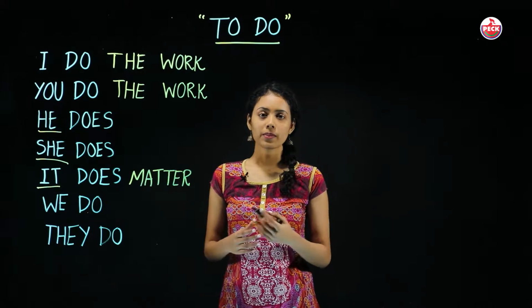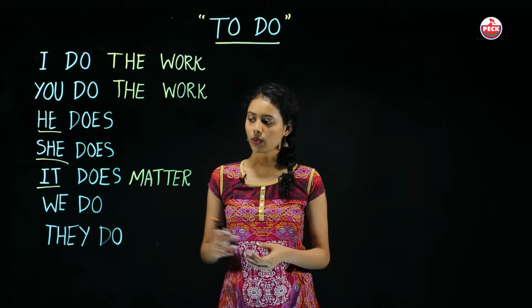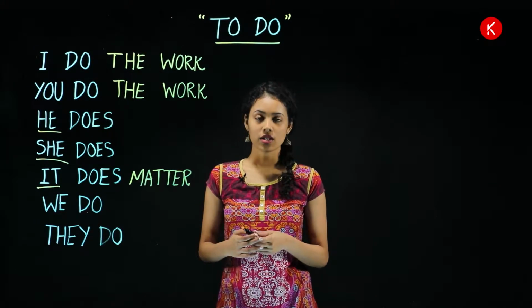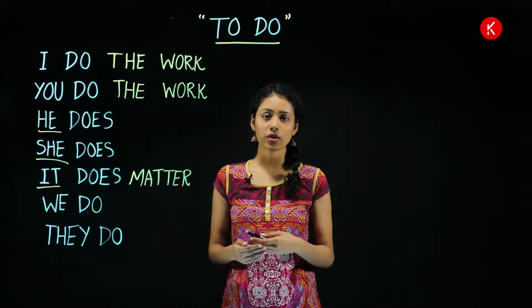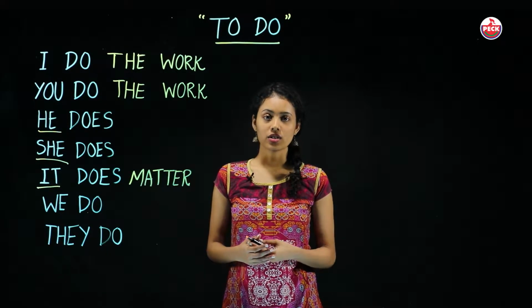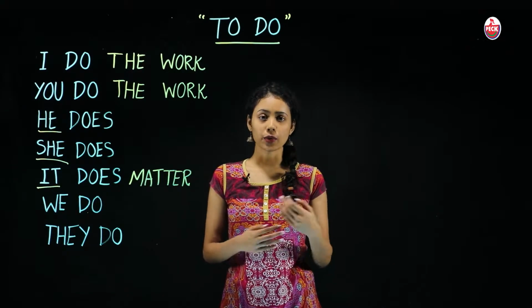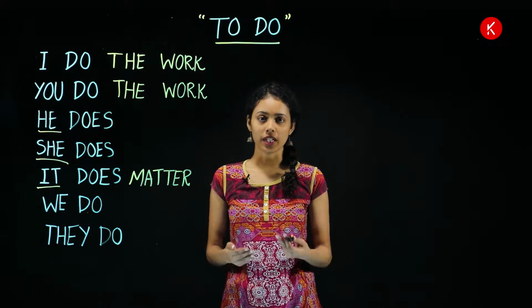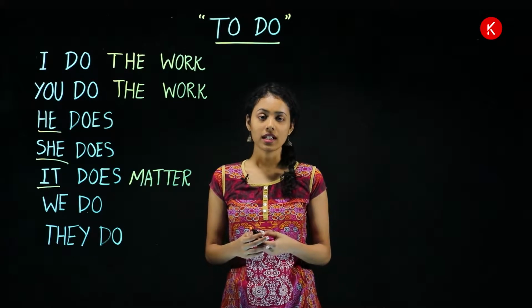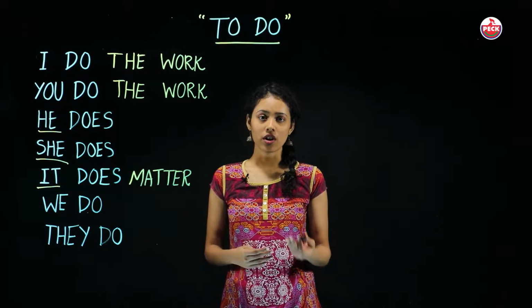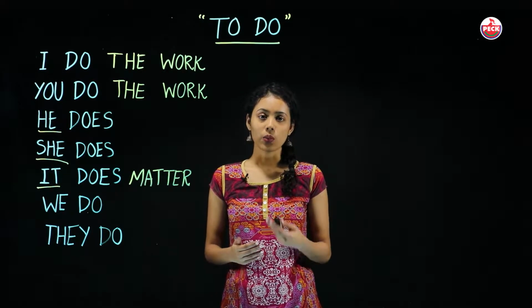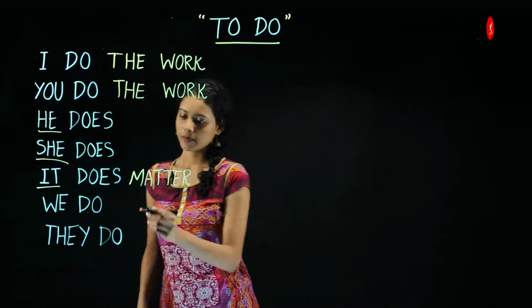Now let's move on to the plural subject pronouns. So we use we and they to talk about plural, to talk about more than one person. So if I'm talking about myself and someone else, or myself and a few other people, I would say we. For example, Sam and I do the laundry. So I can say we do the laundry.